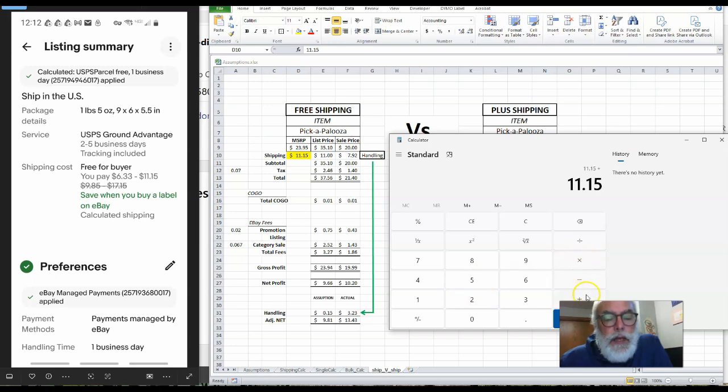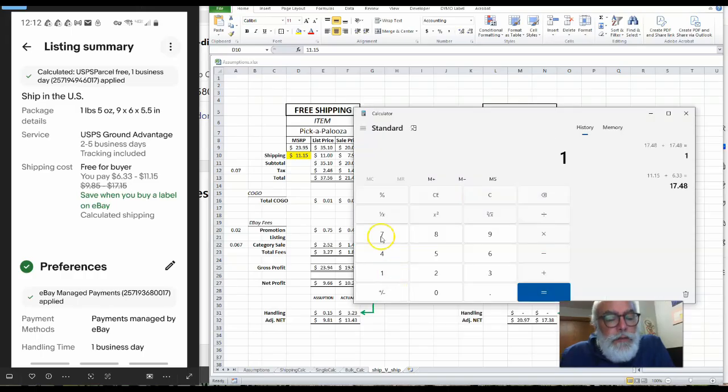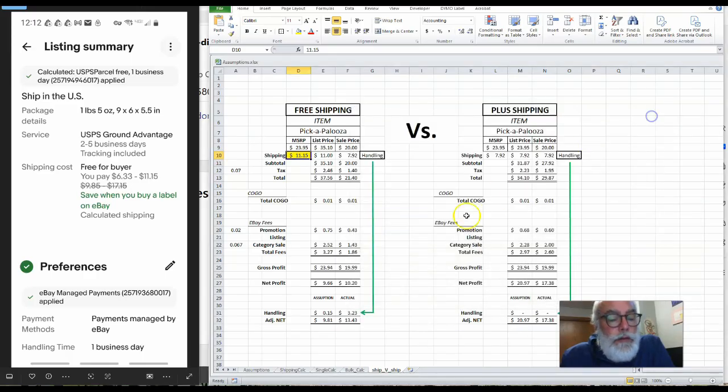11.15 plus 6.33, 17.48 divided by 2 equals $8.74. So you could put $8.74 in there. Now what this does is it's a double-edged sword, really. And it all depends on what's the most kosher way to do it, if you want to use that term.